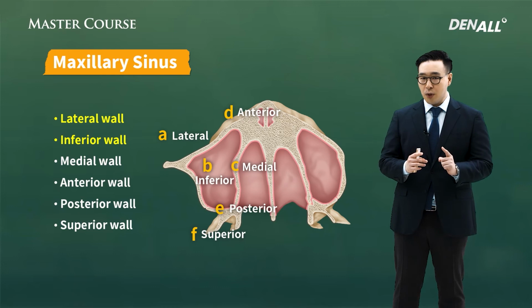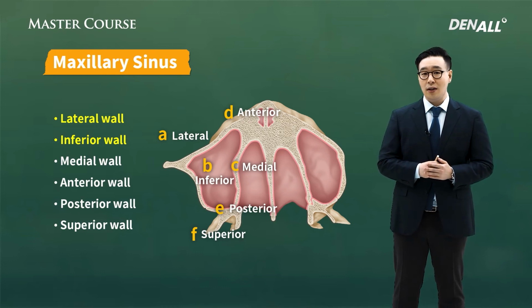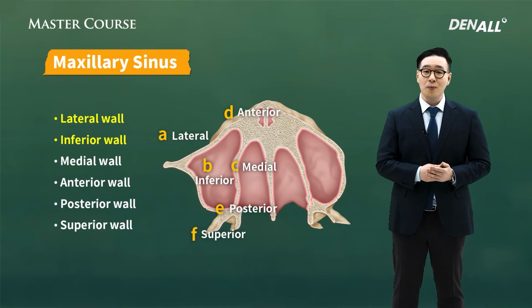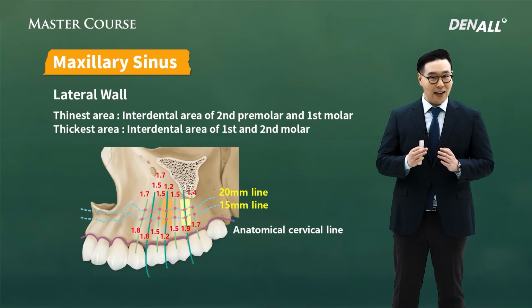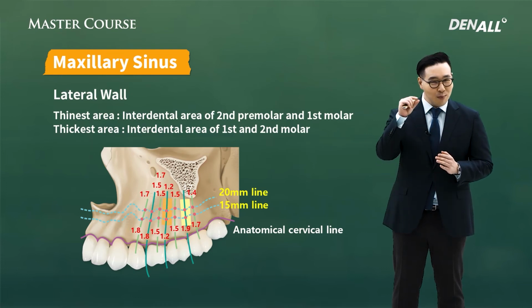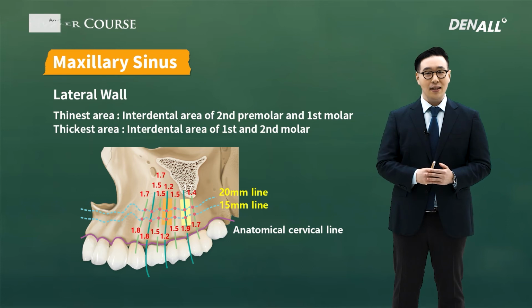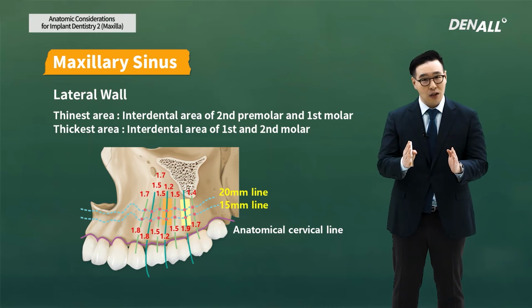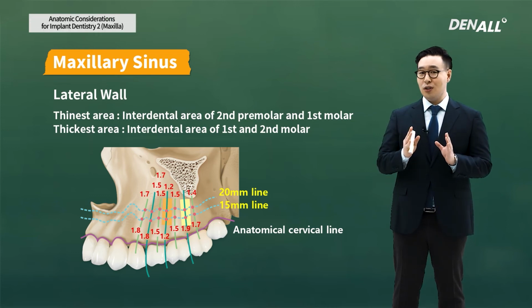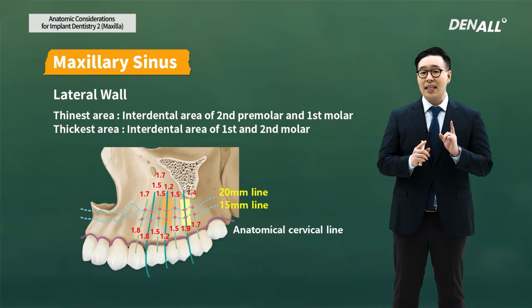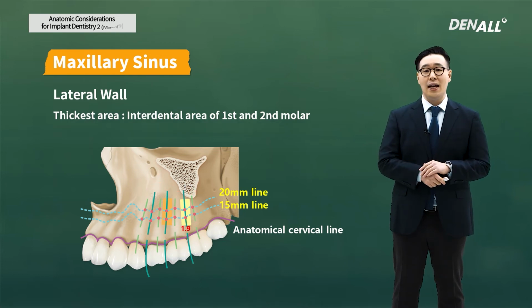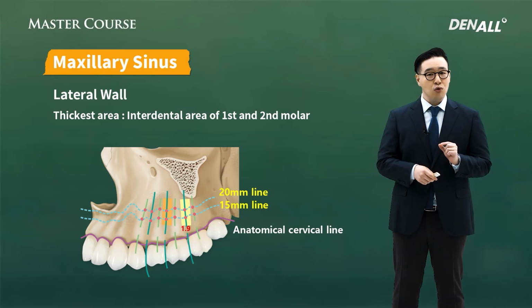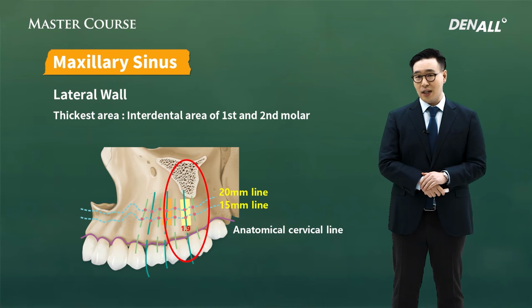In the maxillary sinus, of the 6 walls, 2 relate to the clinical situation: the lateral wall and the inferior wall. Let's look a bit deeper into this. On average, in the lateral wall, the thinnest area is the interdental area of the second premolar and first molar, and the thickest area is the interdental area of the first and second molar. Now, the thickest wall on average is about 20 millimeters.